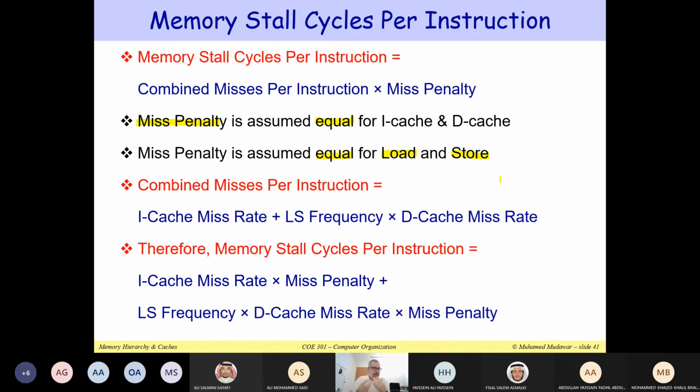Sometimes some hardware designers try to make optimizations in the case of a store to avoid stalling the CPU, but we will not really go into these low-level details.